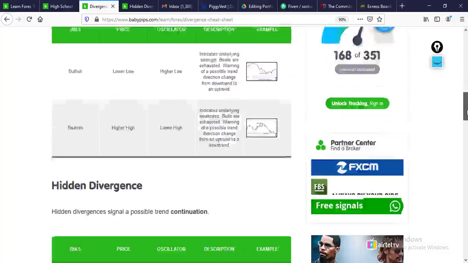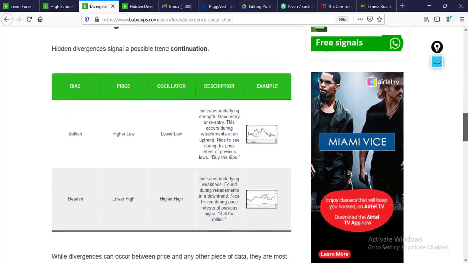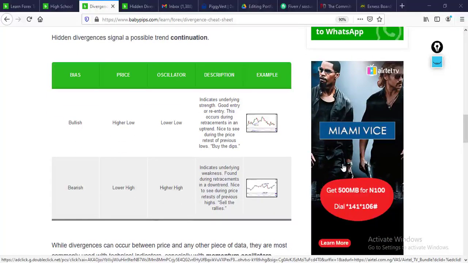And then we'll have the hidden divergence, which is useful to know whether the trend will continue or not. Now, the bias is this: for the bullish hidden divergence, that tells us that the trend is going to continue higher. And what are we seeing? What should we be looking at? The price of the market should be making a higher low. However, the oscillator is going to continue to make a lower low.